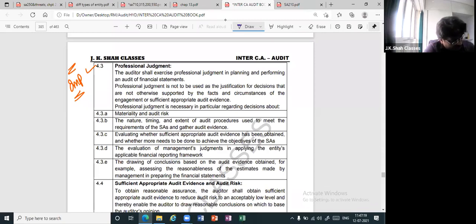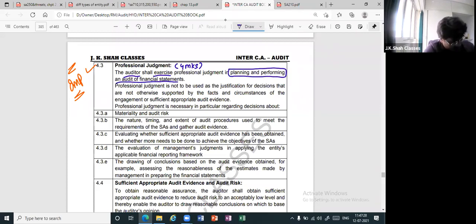Next, auditor's professional judgment, important. The auditor shall exercise professional judgment in what? Firstly, planning and performing an audit of financial statements. Thereafter, professional judgment is not to be used as a justification for decisions that are not otherwise supported by the facts and circumstances of the audit or sufficient appropriate audit evidence. First mark, read again, then I'll explain. Very simple.